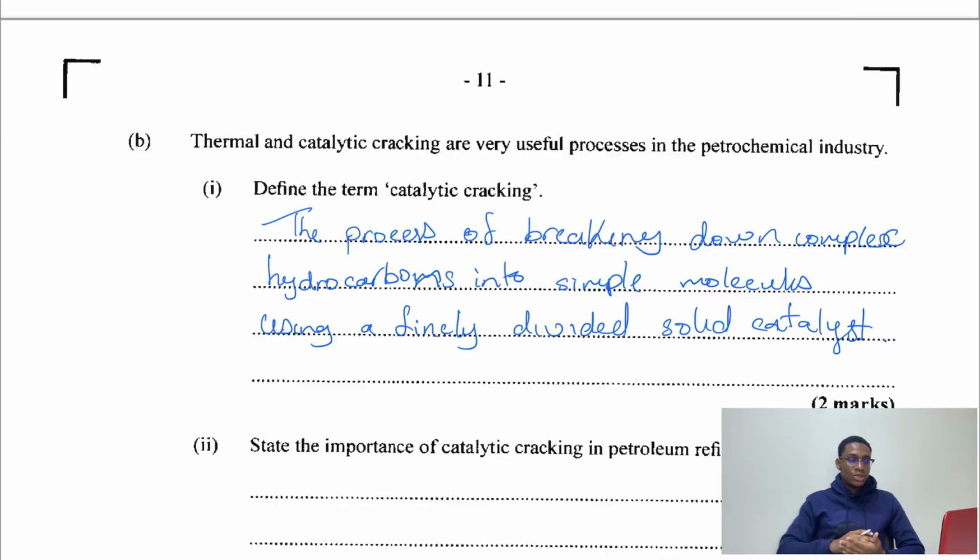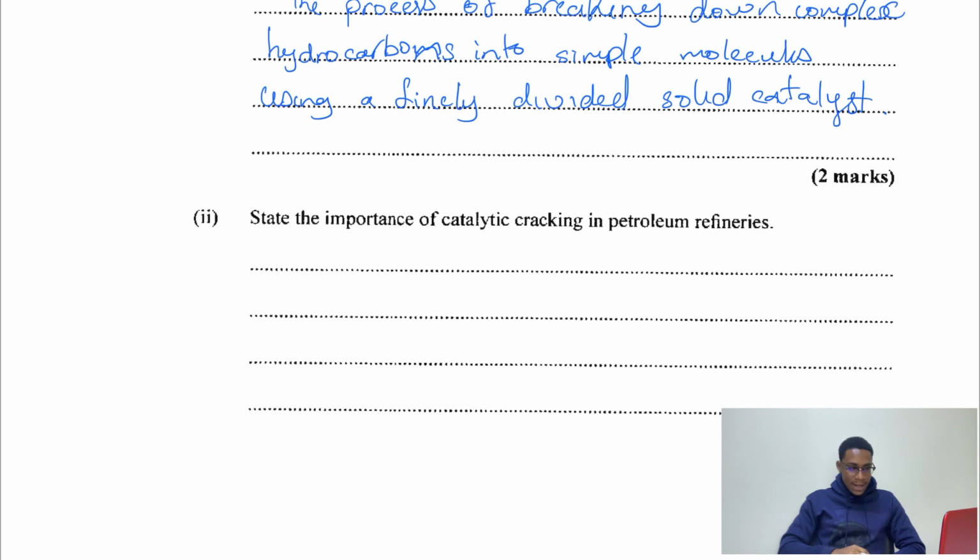Now, question B says, thermal and catalytic cracking are very useful processes in the petrochemical industry. Question 1 says, define the term catalytic cracking. It's the process of breaking down complex hydrocarbons into simple molecules using a finely divided solid catalyst. And question 2 is asking us to state the importance of catalytic cracking in the petroleum refineries.